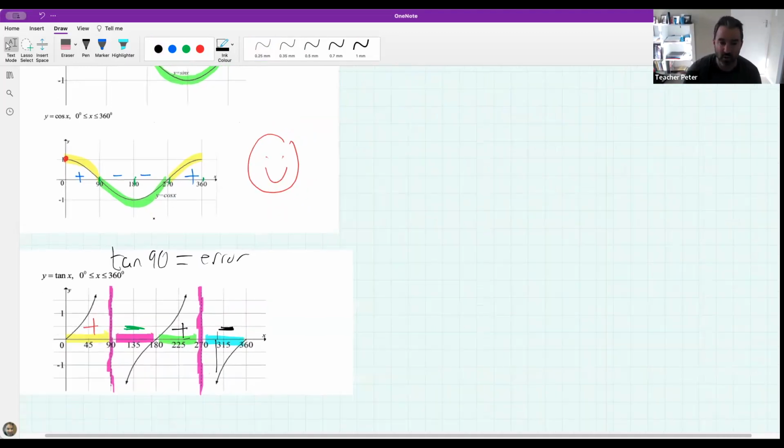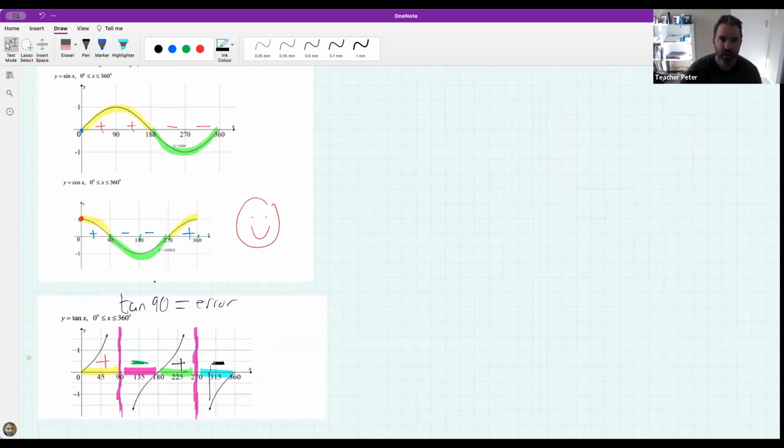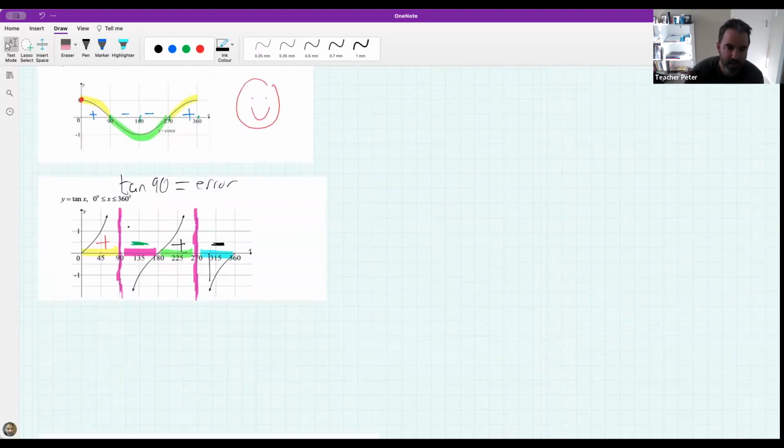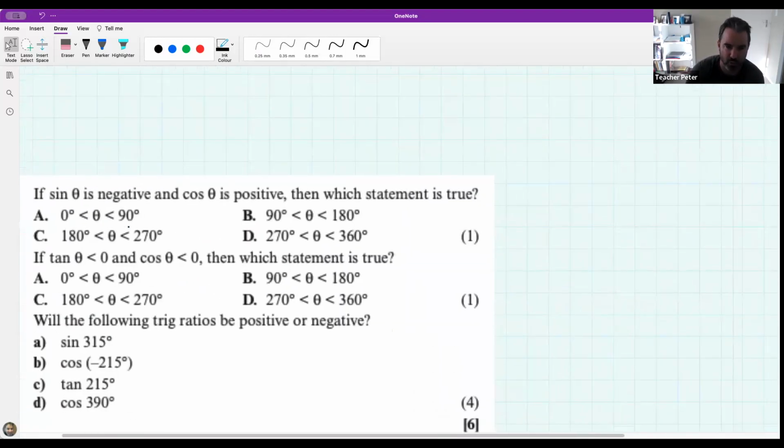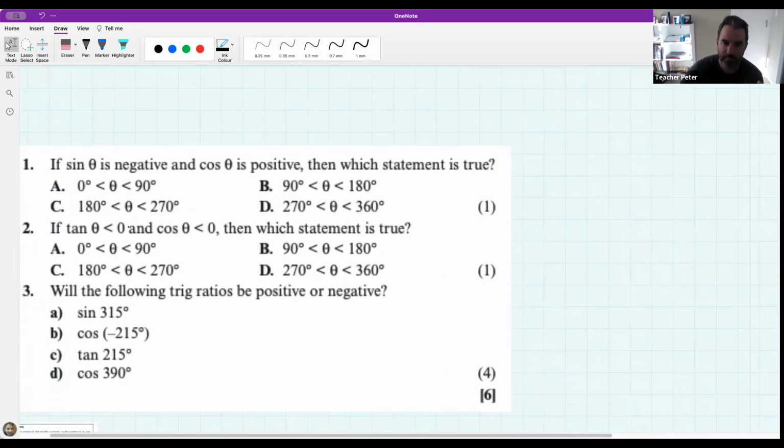Now, I'm not expecting you to understand everything at this stage, but I am expecting you to know how to use your calculator and to be able to observe stuff on the graph. Now, we're almost at the half time for a break, but I just want to do a quick little multiple choice question before we have a break. Okay. This is the question. It says, if sine is negative and cos is positive, then which statement is true?